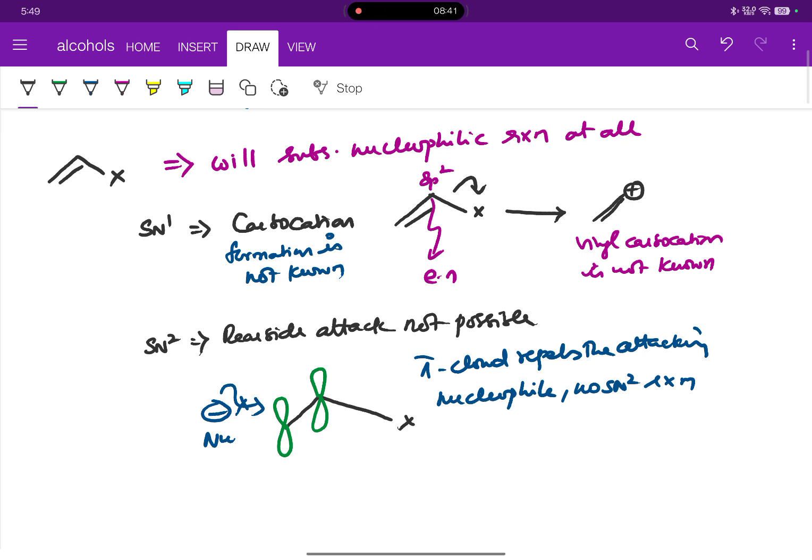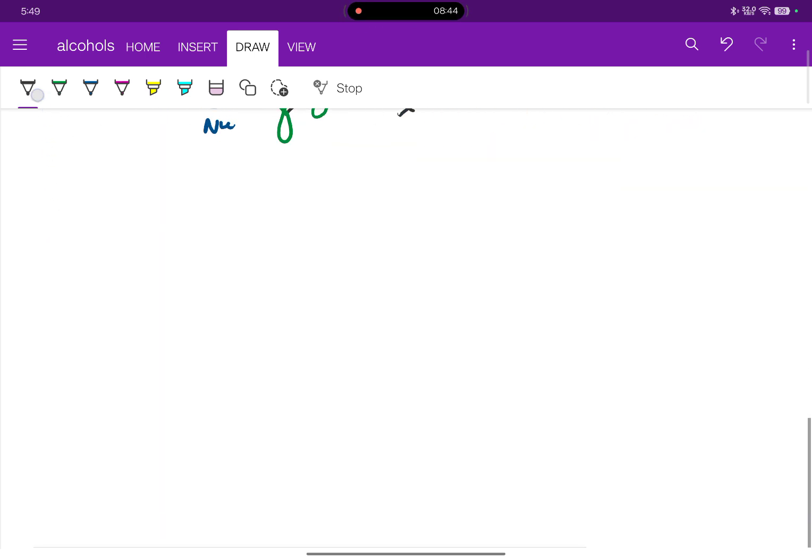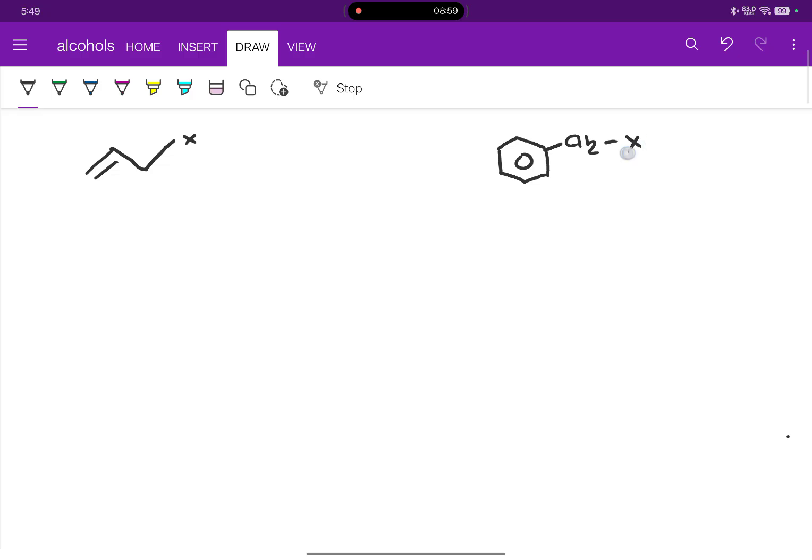Similarly, we have two more substrates which are well known for their reaction towards substitution, nucleophilic reaction. Number one would be the allyl halide. Another one would be the benzyl halide. So in allyl halide, what will happen? First the halogen will go out, so thereby you get an allyl carbocation. Remember, this allyl carbocation is stabilized by resonance.